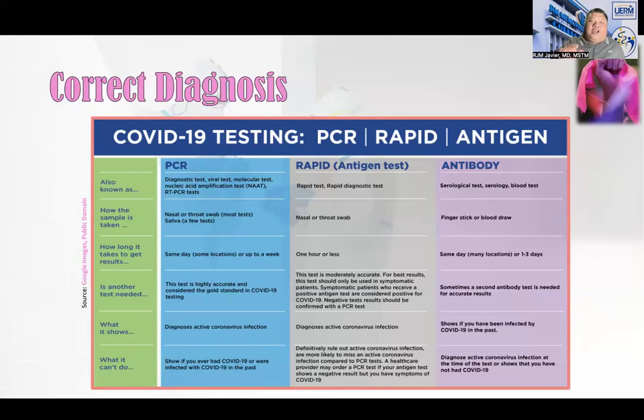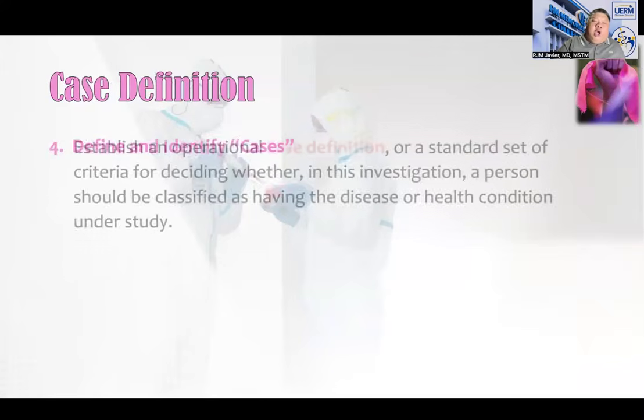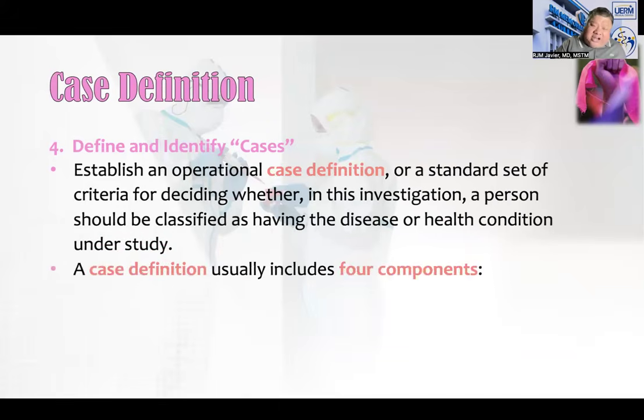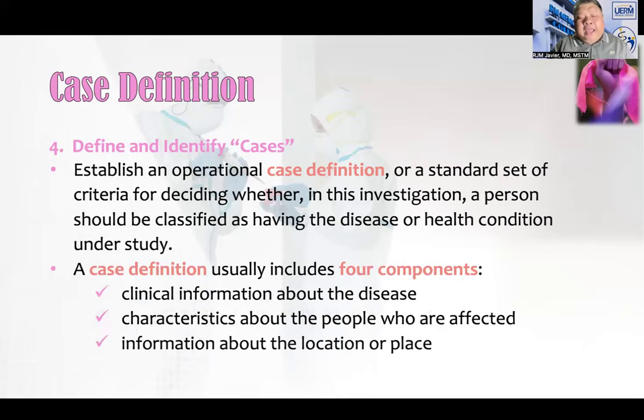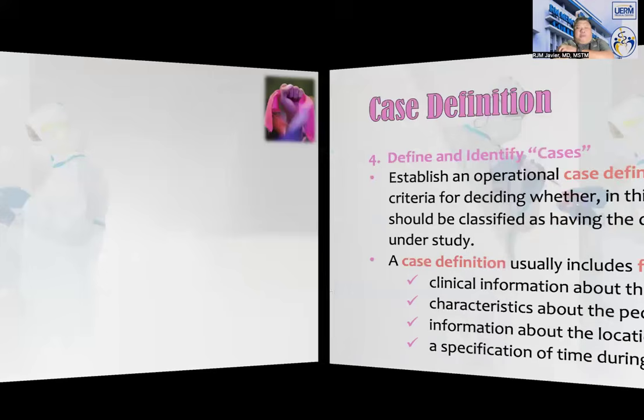And so the evolution of the testing also contributed to the way we diagnose COVID during the pandemic. We define the cases. It is imperative that we have case definitions. And when I say case definition, it would include four components: the clinical information about the disease, the characteristics about people who are most commonly affected, information about the location or place of where the infection could have happened, and a specification of time during which the outbreak occurred.